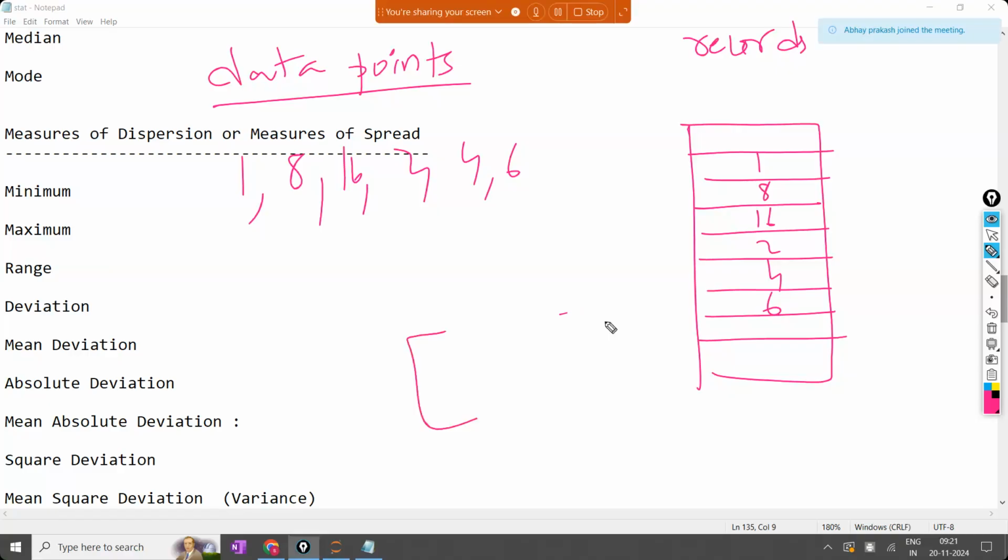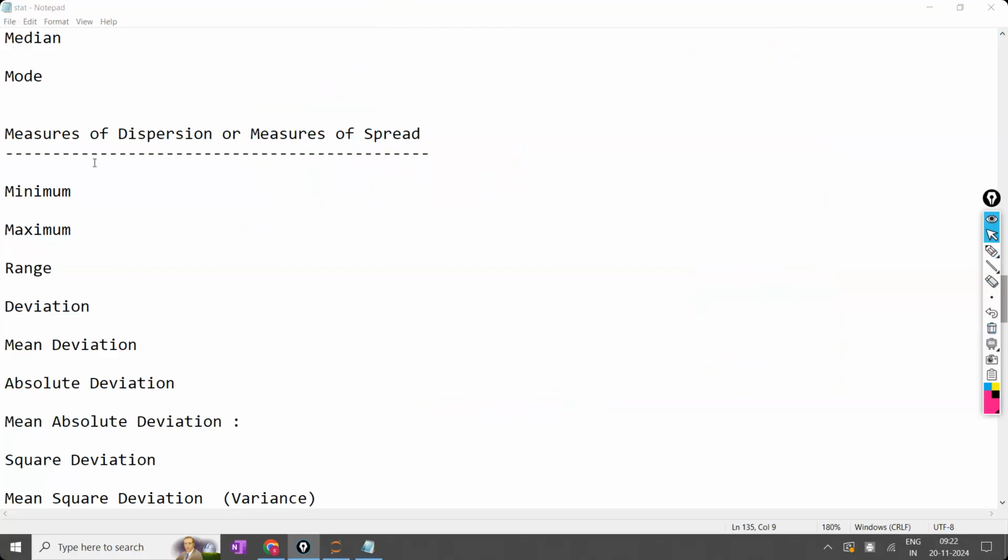A list of values means this is the bracket. From the given data points, they will just give the normal data points. That's it.